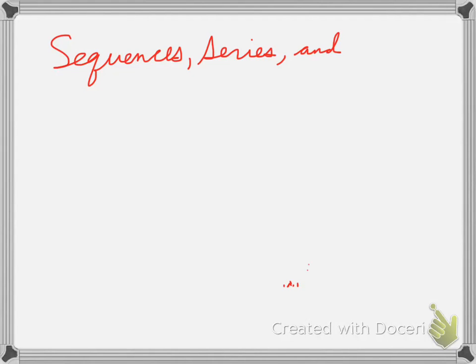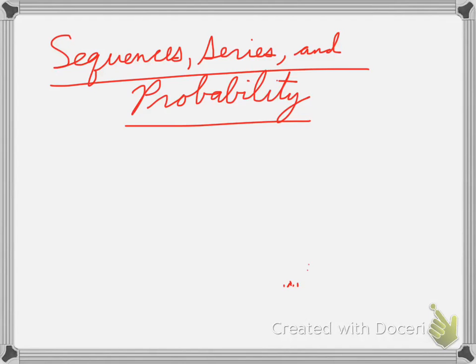Our next chapter is on sequences, series, and probability. So, what we're going to be talking about in this chapter is sequences of numbers, taking those sequences and summing all the terms of them, that's a series, and then talking about different types of probability.